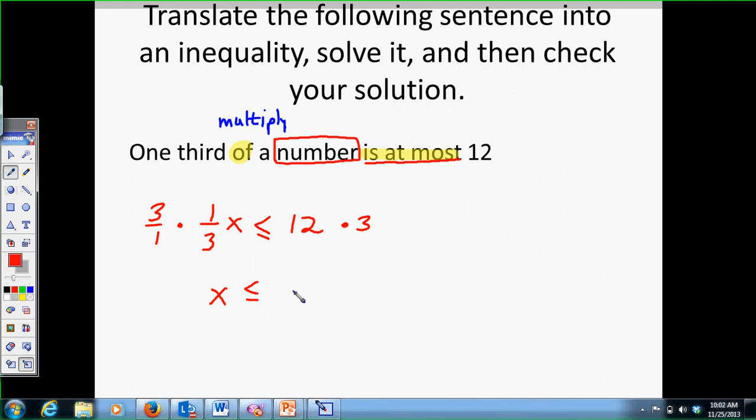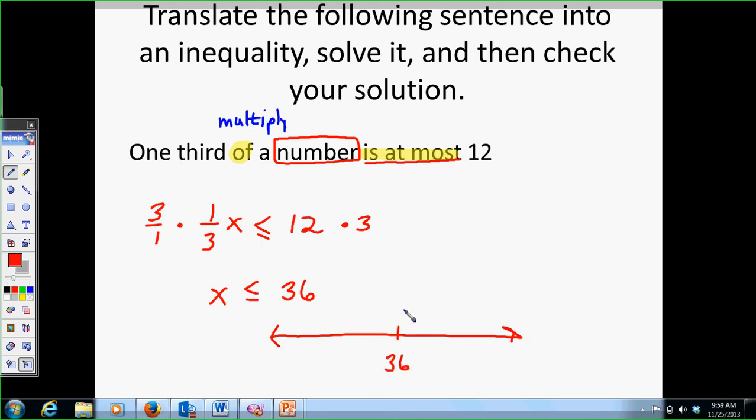So 12 times 3 is 36. X is less than or equal to 36. Graphing the solution, I'm talking about the number 36. I have a closed circle. X is less than goes to the left. And so that's the answer, and that's the way that works.